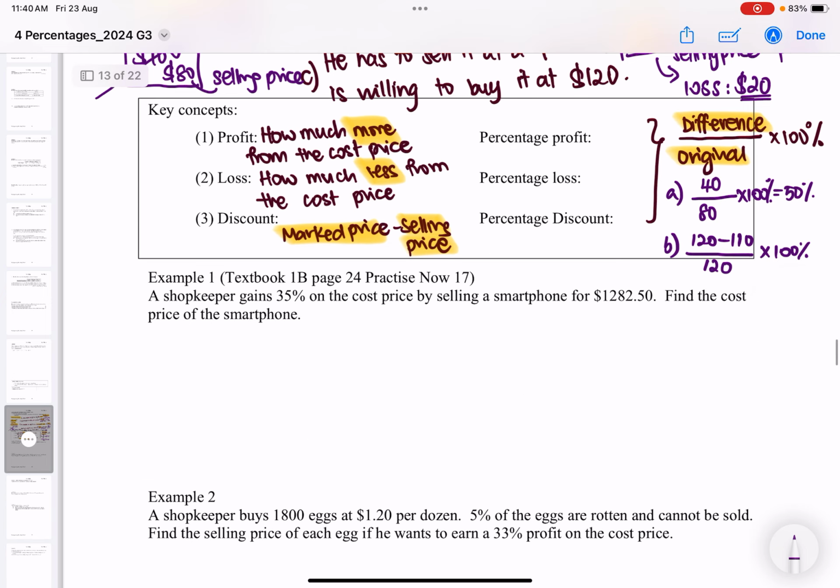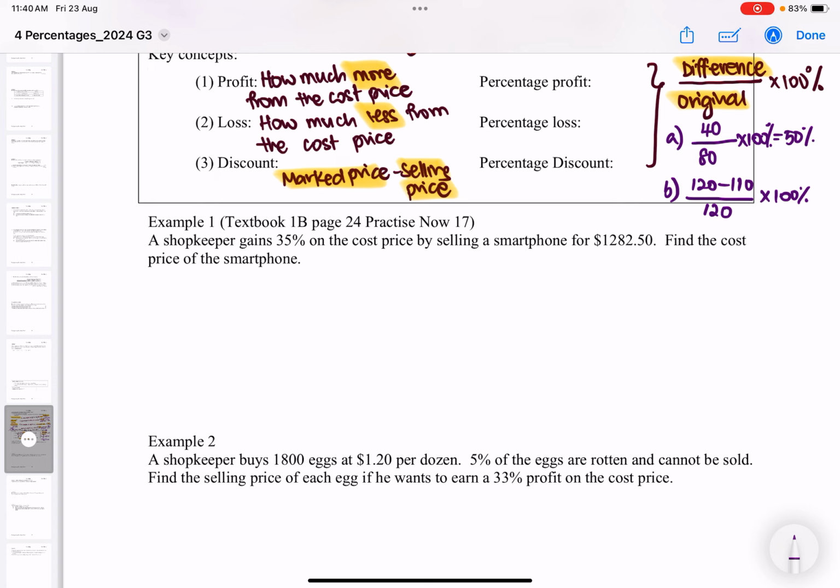So let us look at example 1. You can pause the video here to try the question first and then continue the video to look at the solution. This question says the shopkeeper gains 35% on the cost price when he sells the smartphone for $1,282.50. So that means this is his final selling price. So we're supposed to figure out what the cost price is. Now, when we are calculating percentage profit, the base is always the cost price. So cost price is 100%. If he gains 35%, that means he eventually sold it for 135%.